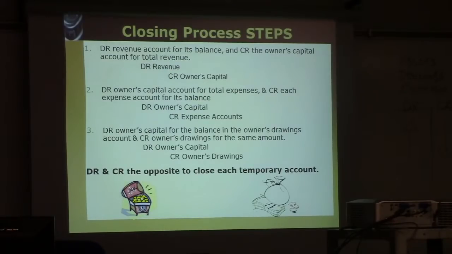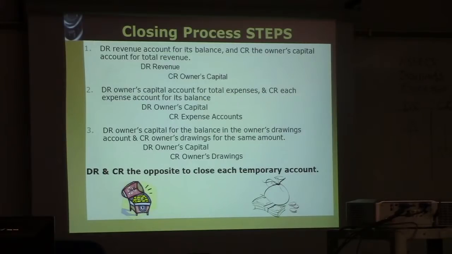The second step is to close the expense accounts. The normal balance of expense accounts is debit, so you would credit the expense accounts, all of them individually or combined, and all of those expense accounts will then have a zero balance. And you would debit the owner's capital. Remember, if you are debiting the owner's capital account, it is decreasing. So expenses decrease the owner's capital account at the end of the year.